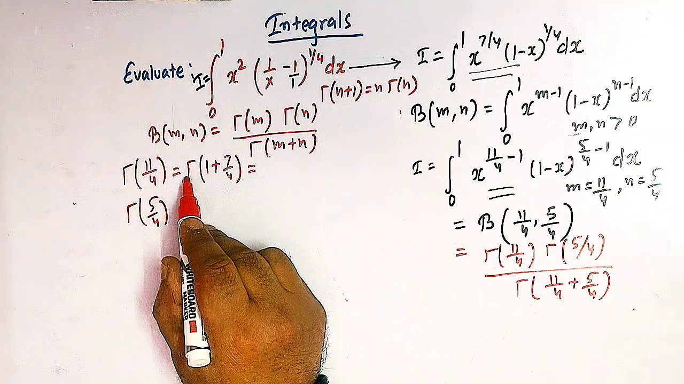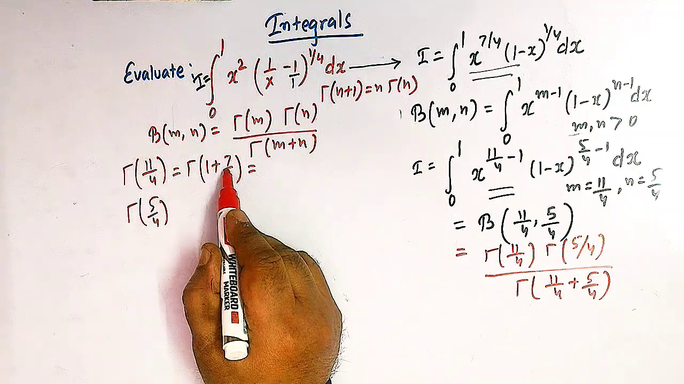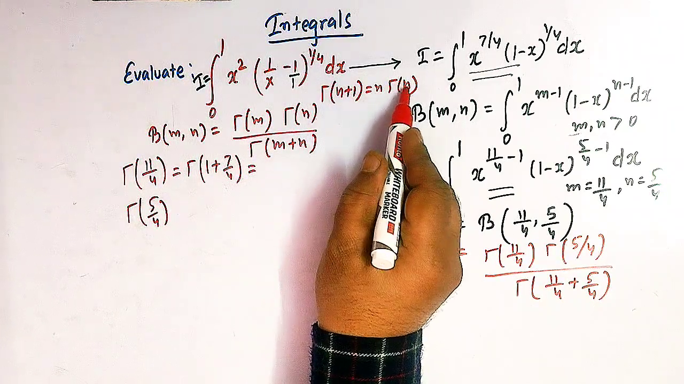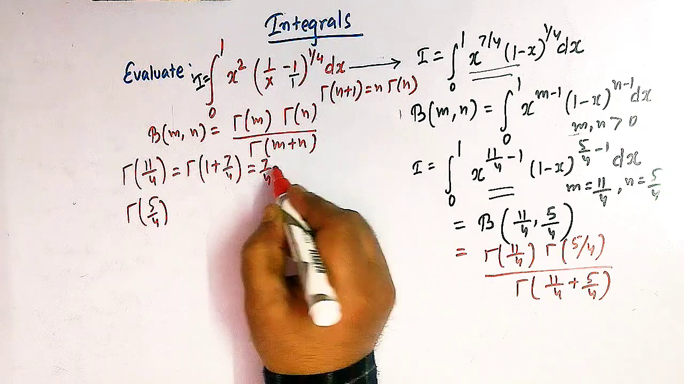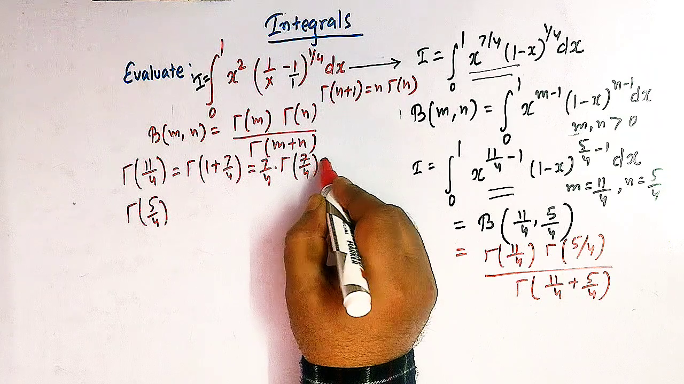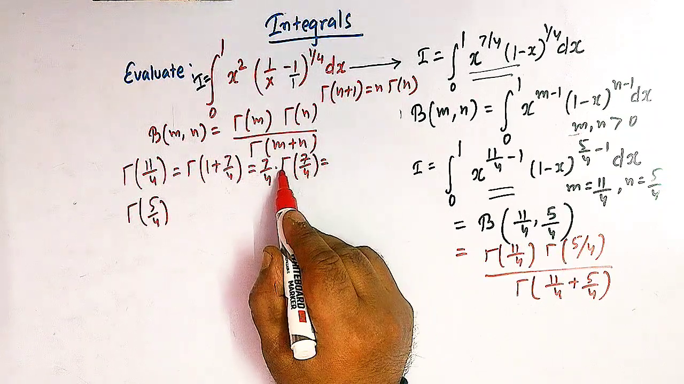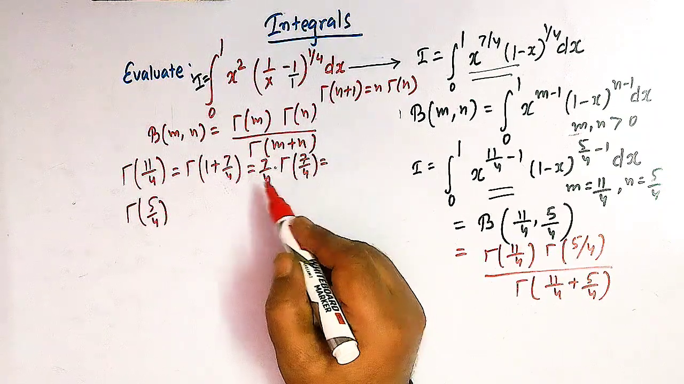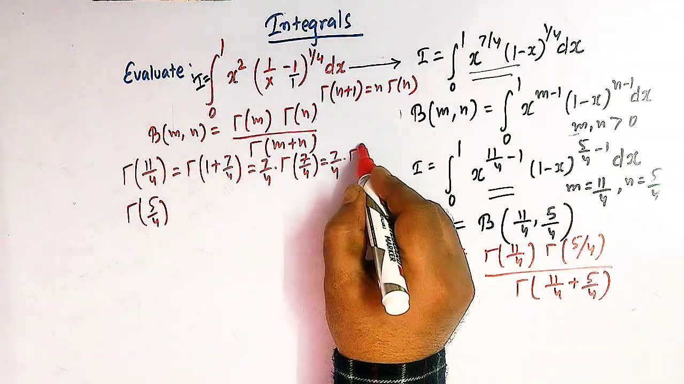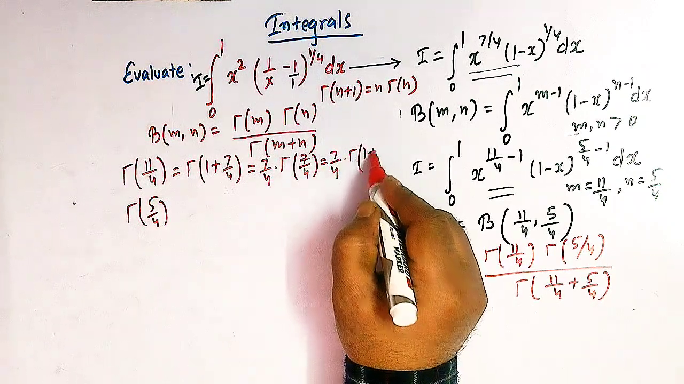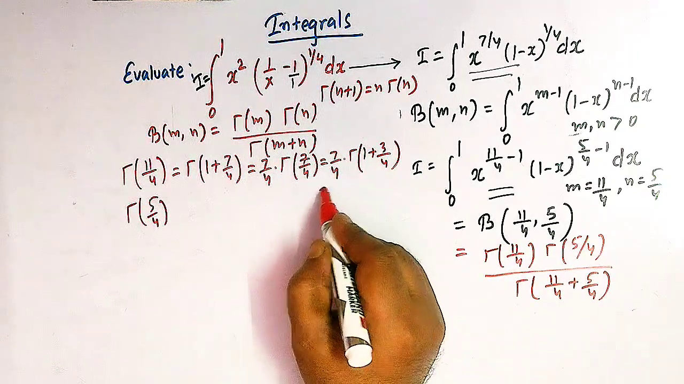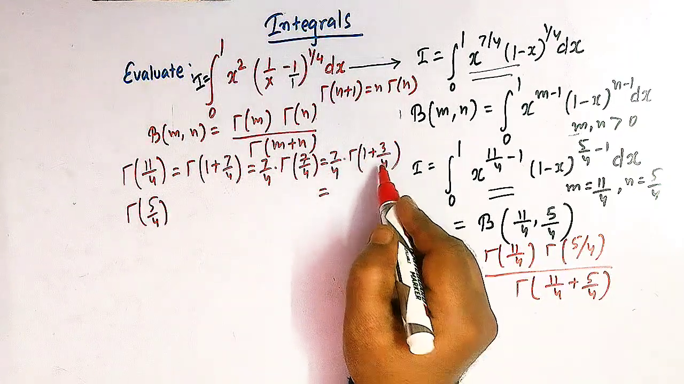So here we have gamma of n plus 1. So n is 7 by 4. So gamma of n plus 1 can be written as n times gamma of n. So here we have 7 by 4 times gamma of 7 by 4. So now let us express gamma of 7 by 4 again with the help of this relation. So we have 7 by 4, we have gamma of 1 plus, here we can write 3 by 4, right? So 7 by 4 is 1 plus 3 by 4.